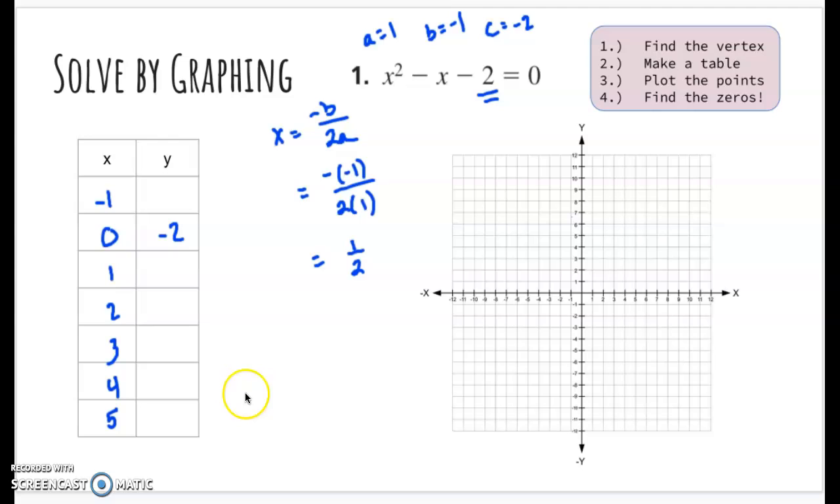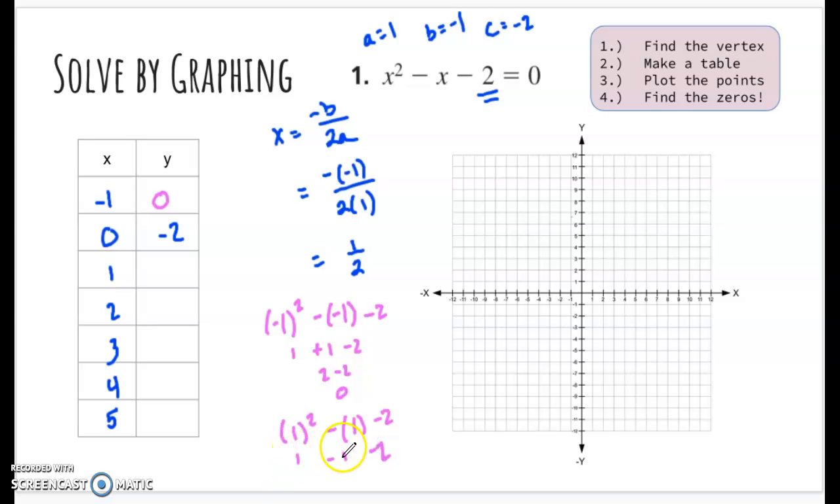So let's see here. If I plug in -1, I've got -1 squared minus -1 minus 2, right? So -1 squared is 1, plus 1 minus 2. 1 plus 1 is 2. Minus 2 is 0. Okay. And let's see here. If I go ahead and do that again for 1, I'm going to do 1 squared minus 1 minus 2. So 1 squared is 1 minus 1 minus 2. So 1 minus 1 is 0. Minus 2 leaves me with negative 2.